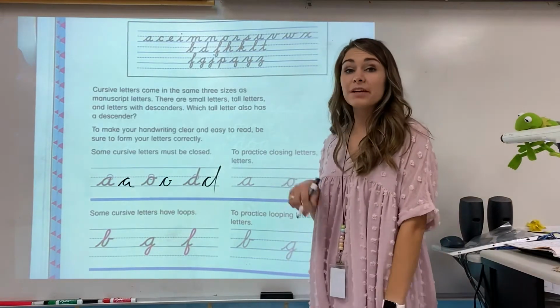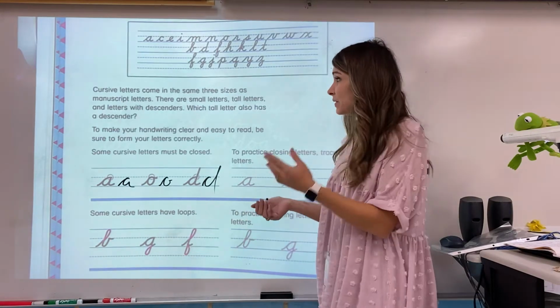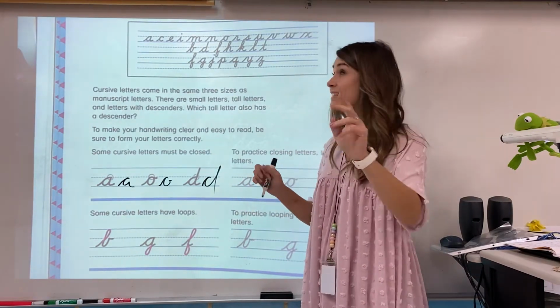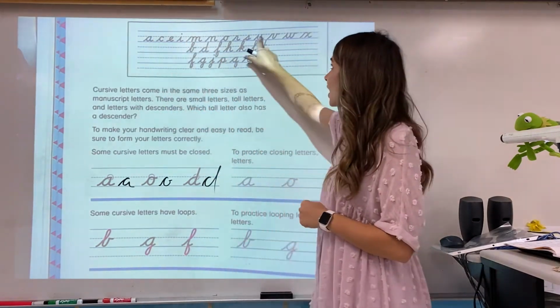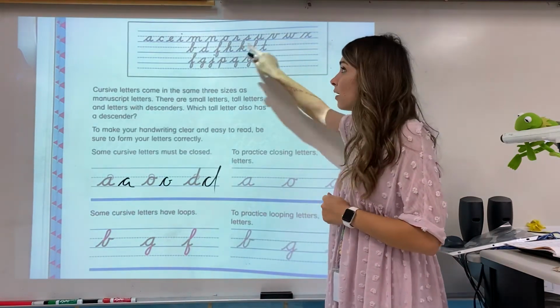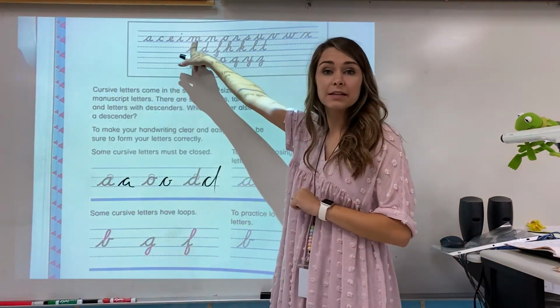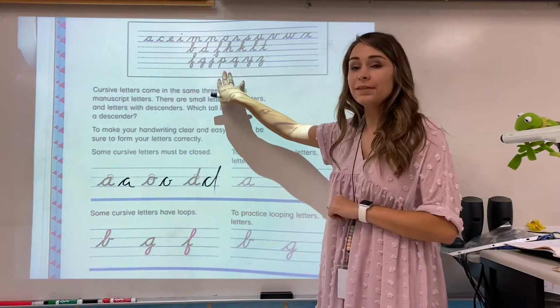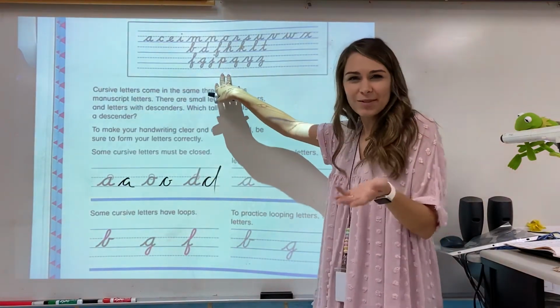Alright guys, on page 30 we're talking about types of letters. It says we have letters that come in 3 sizes. Our small letters that take up about half of our writing space. Our tall letters that go from the floor to the ceiling. And our letters with descenders, or I like to call them tails.